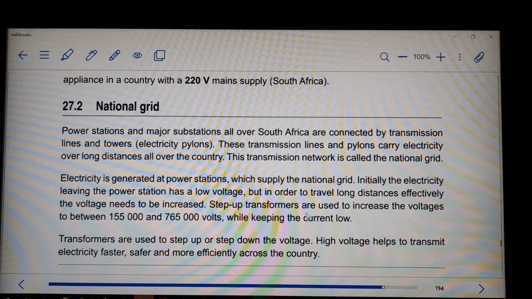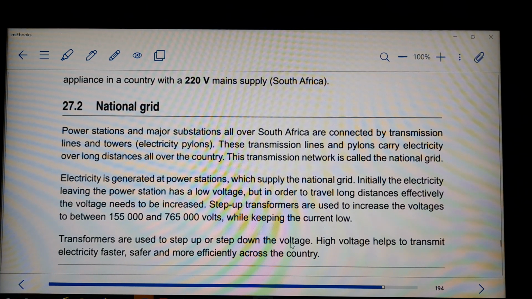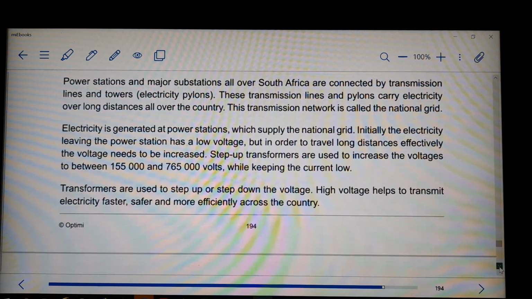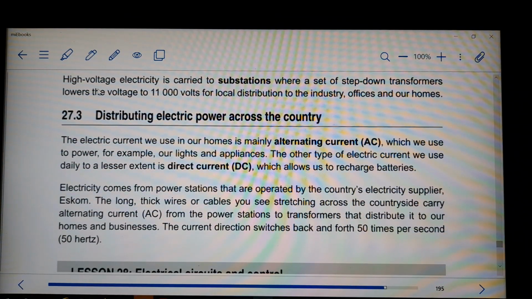Now, step-up transformers are used to increase the voltages to between 155,000 and 765,000 volts while keeping the current low. So the voltage can be increased, but the current will still be low. Transformers are used to step up or step down the voltage. High voltage helps to transmit electricity faster, safer, and more efficiently across the country, because we want the electricity to travel faster and safely at the same time.